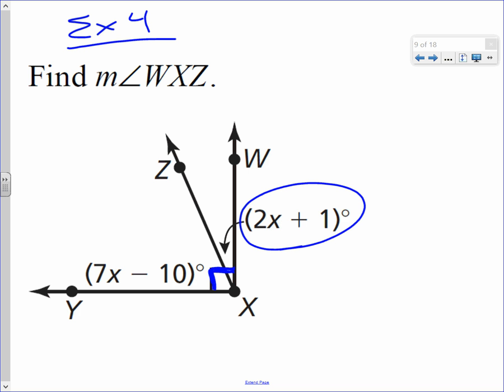Maybe. Why are we not done? Right. We want the degrees without a variable. So let's first figure out the variable, plug that in there, and we'll figure out the degrees of the angle. Just like example 3, in other words, on your notes if you see it.